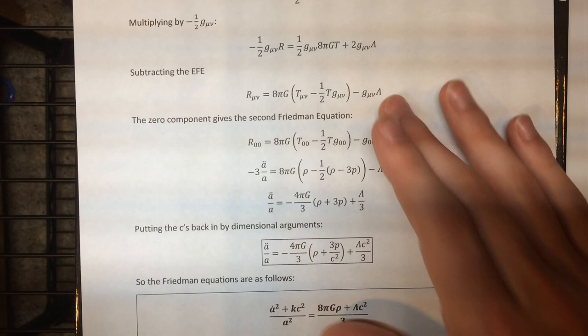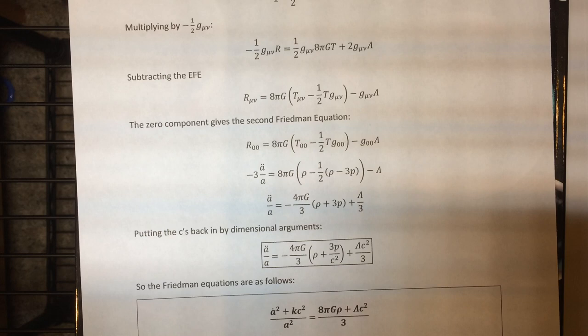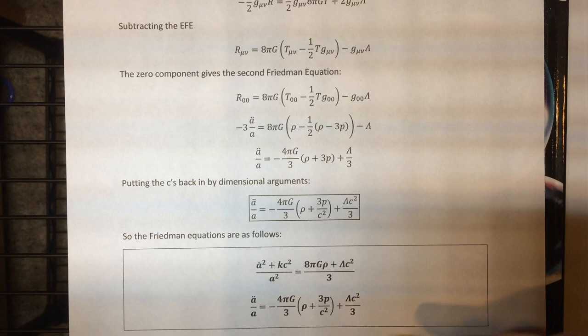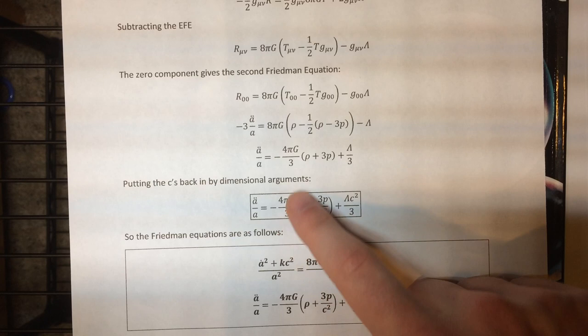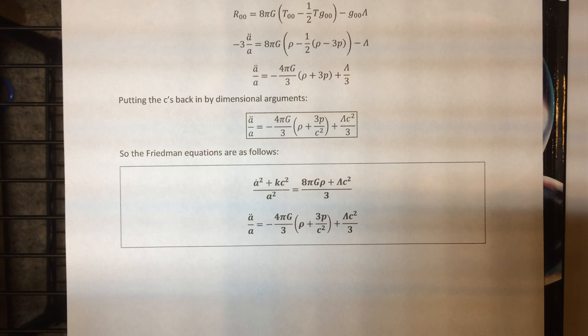In this sign convention. Okay, so then, now again, I forgot n's on all the Friedmanns, the second n, sorry. Taking the 00 component gives us the second Friedmann equation, which is that. Okay, so then putting the c's, speeds of light, back in with dimensional analysis gives us the standard result. So then we have the Friedmann equations. There you go. That's how you first get the Friedmann, Lemaître, Robertson, Walker metric, and then how you derive the standard Friedmann equations from the Einstein field equations by plugging it in.